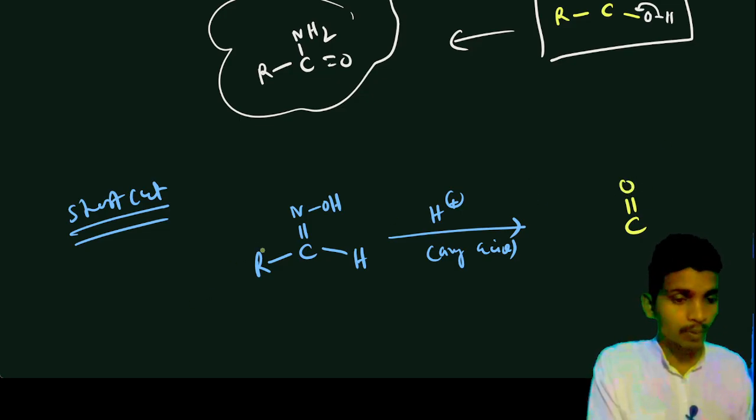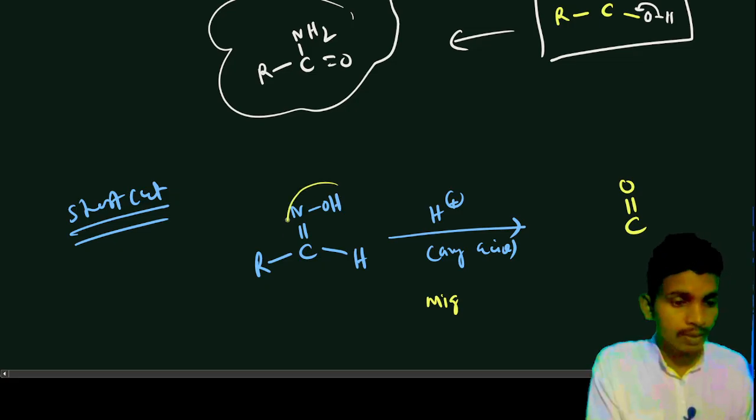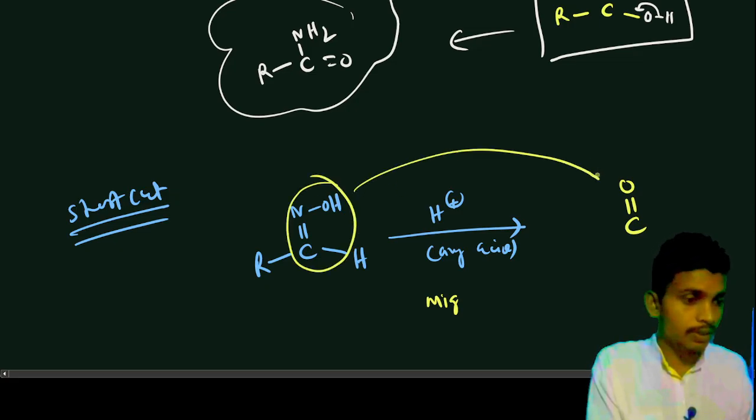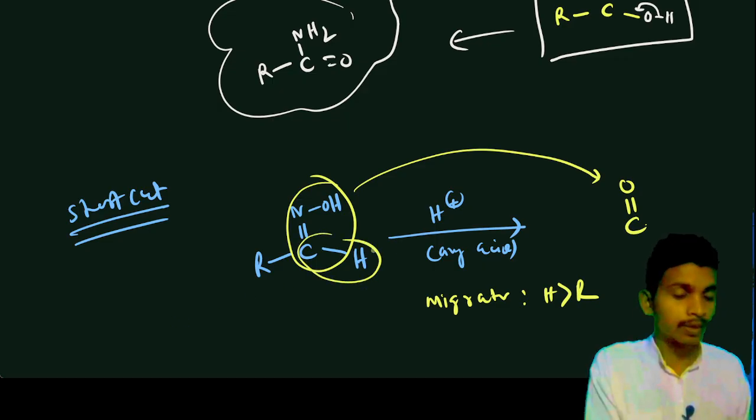Okay, after that we will look at which has the more migratory group. So here migratory aptitude will be checked. First convert this one into this, then check the migratory aptitude. So here H is greater than R, so in between C and H, NH will come. Here H has more migratory aptitude than R, so that CO, then N will come in between this and this CO group.